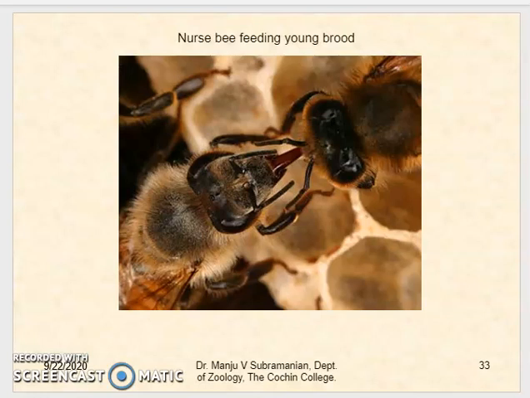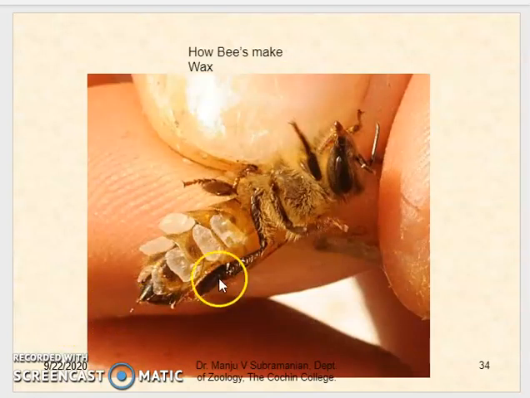So in the previous video lecture, we have discussed the different worker bees, and here is a picture that you can see. A nurse bee who is feeding the young one. This is a worker bee with the wax on the abdomen. These flakes of wax, these white pieces that you can see, are the flakes of beeswax.